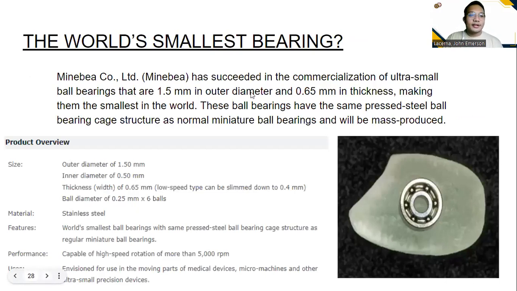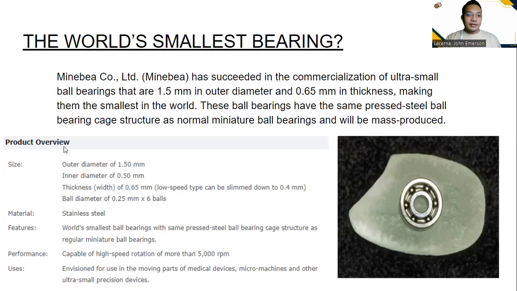Fun fact, icebreaker natin, the world's smallest bearing. So, kung ang bearings is maliit na nga, and syempre meron din gumagawa na malalaki, Minebea has succeeded in the commercialization of ultra-small ball bearings that are 1.5 mm in outer diameter na yun, ha? And 0.65 mm in thickness, making them the smallest bearing in the world. These ball bearings have the same pressed steel ball bearing cage structure as normal miniature ball bearings. So katulad lang siya ng ating ball bearings or journal bearings na pinaliit lang.